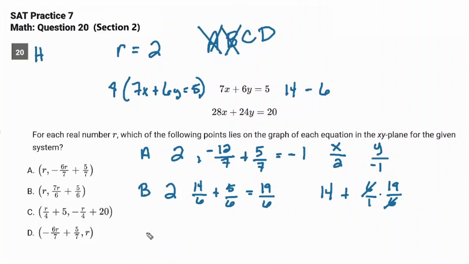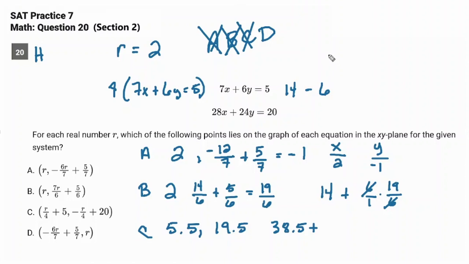All right, let's try C. C says r over 4, that's 2 over 4. That's a half. Plus 5, so 5.5. And then negative 2 over 4, negative of a half, plus 20. So that's 19.5. I'm going to plug them in. 7 times 5.5, put that in your calculator. That's 38.5 plus 19.5 times 6. That's some large number. When I add them together, 38.5 plus that large number, I'm certainly not going to get 5, so I can stop.